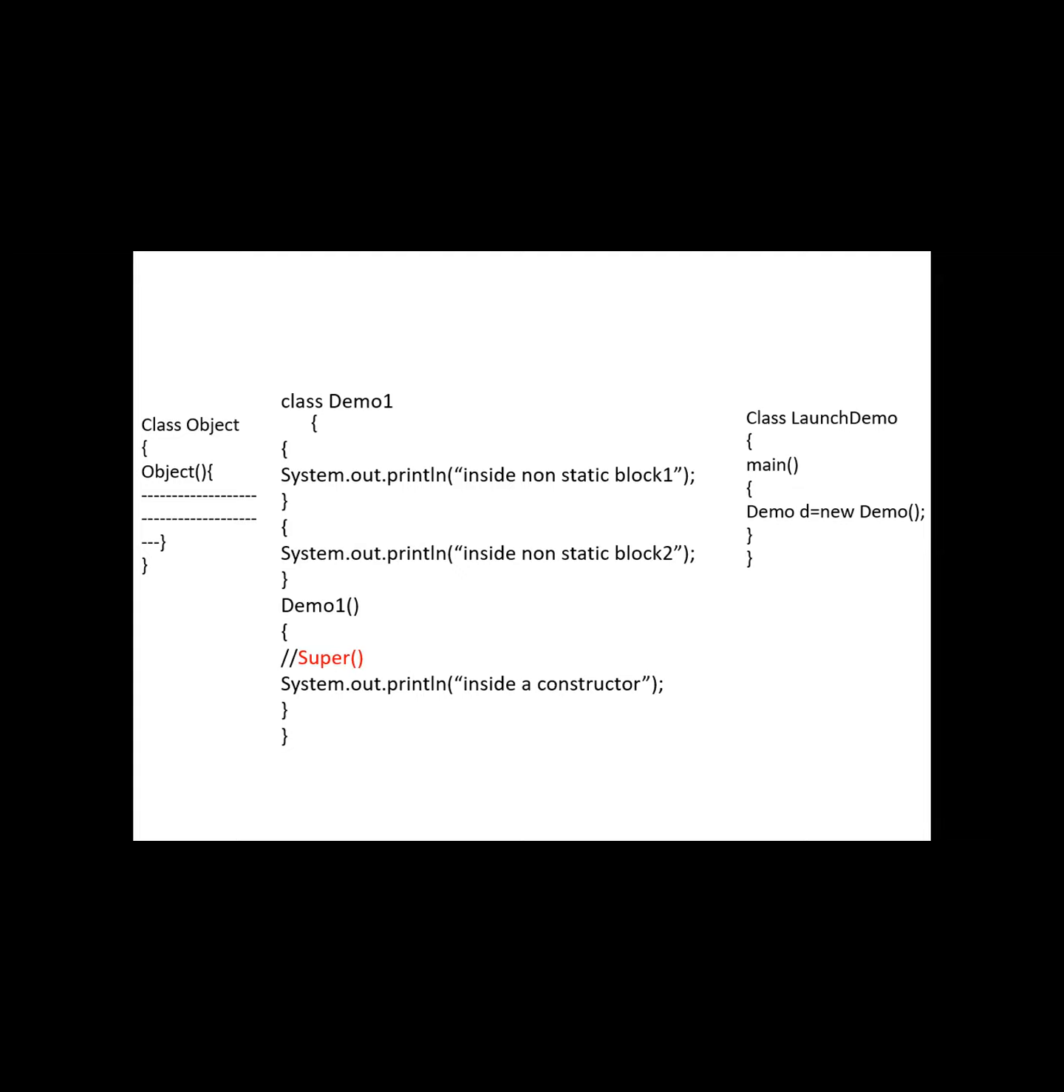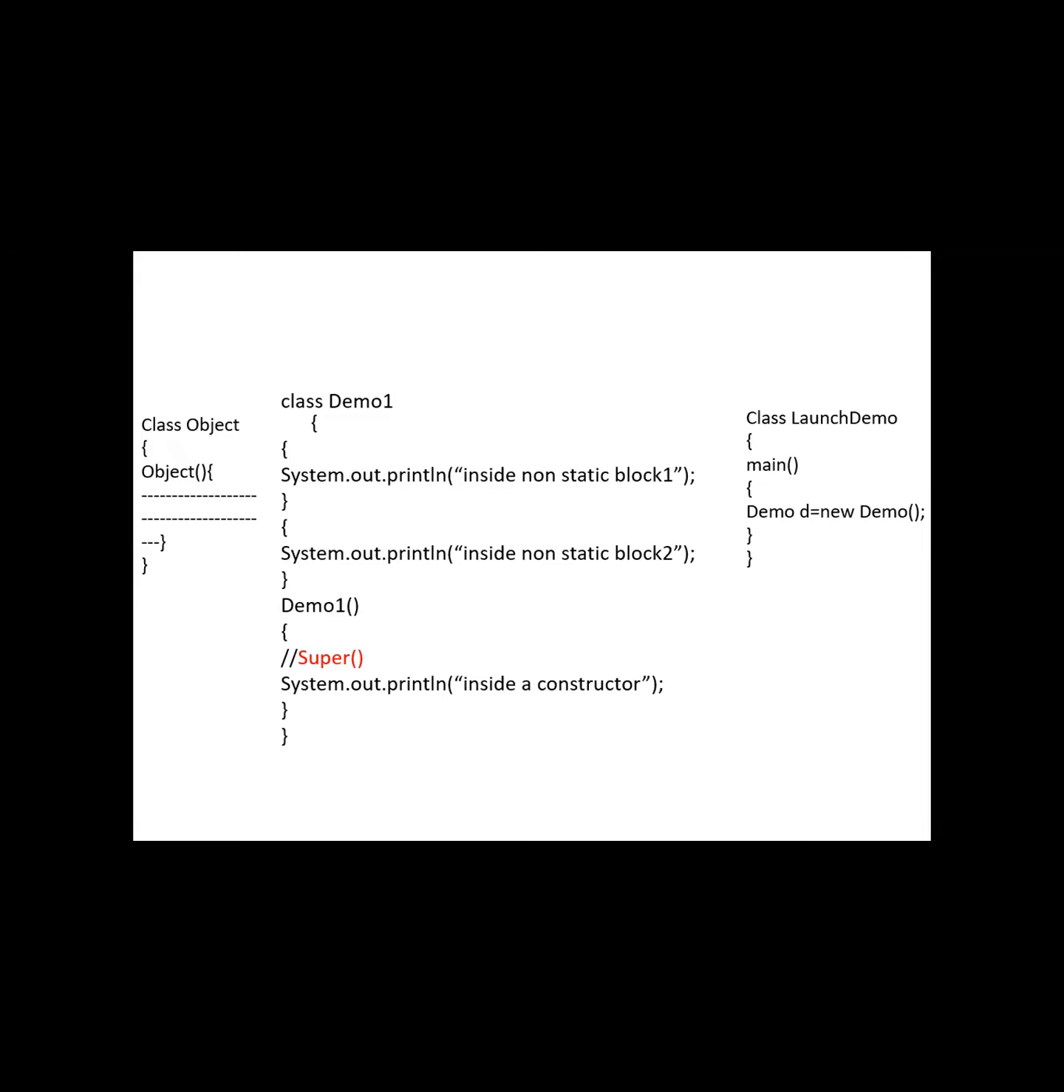What will be the output, guys? Okay. So whenever I create your object, the control will first come to main. Whenever I'm creating your object, a constructor call will happen, because of which it will go to the constructor.